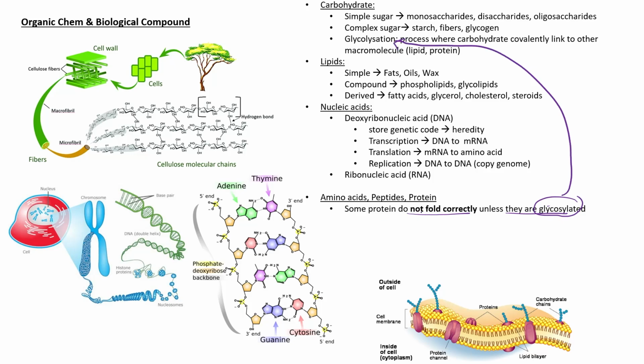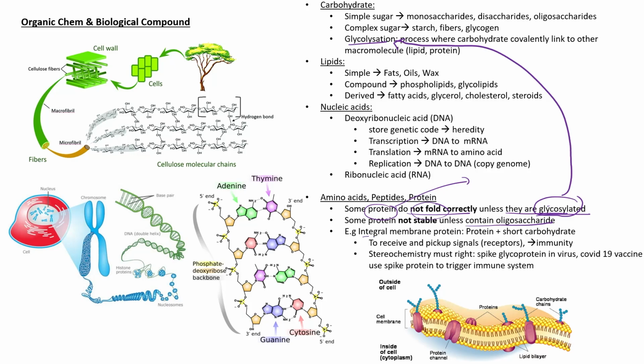So some proteins do not fold correctly, because for a protein to do its job correctly, it needs to be folded correctly. So some proteins do not fold correctly unless they are glycosylated. So that's why glycosylation is important. Some proteins are not stable unless they contain oligosaccharide. Okay. So for example, integral membrane protein.